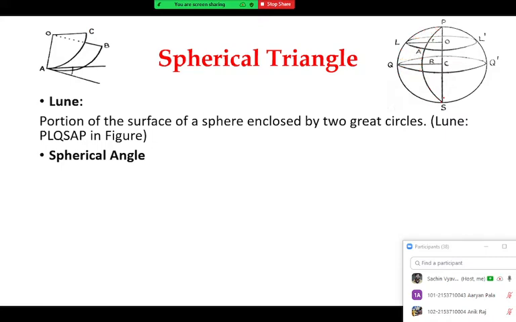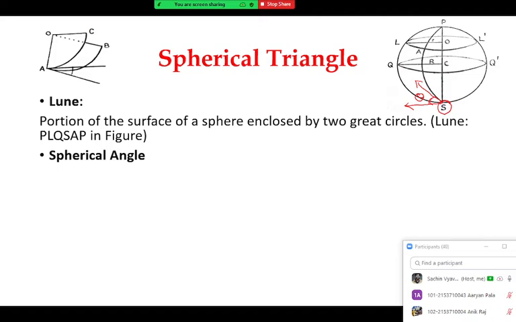In that case, what we have to do is draw a tangent at the great circle PQS at the point S. So if you draw a tangent somewhere here, this is T1, and we draw a tangent at QS, this way. The angle between them is the angle S. So angle S is nothing but the angle made by the intersection of the two great circles.